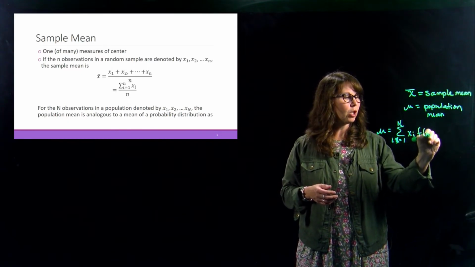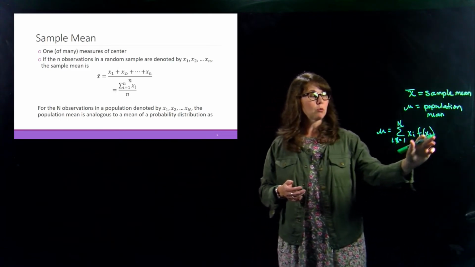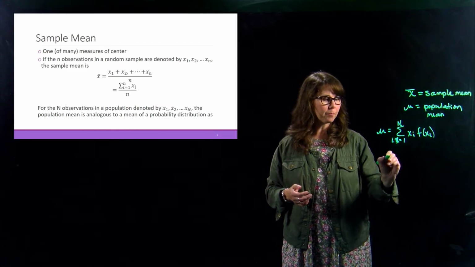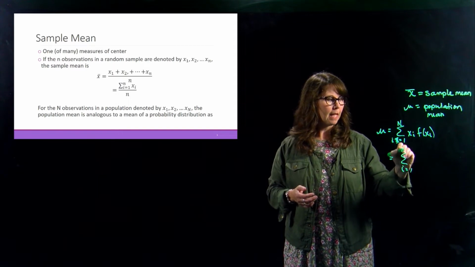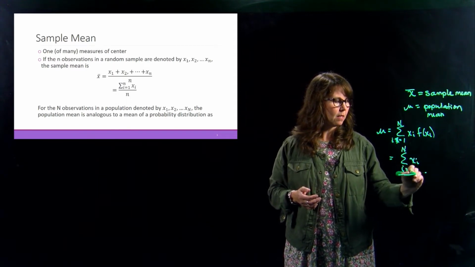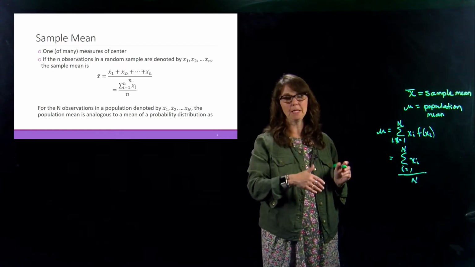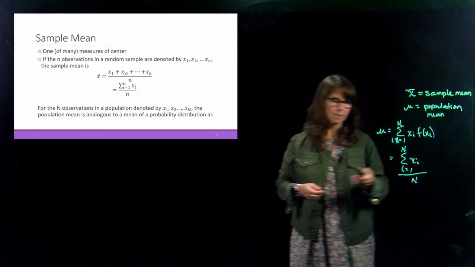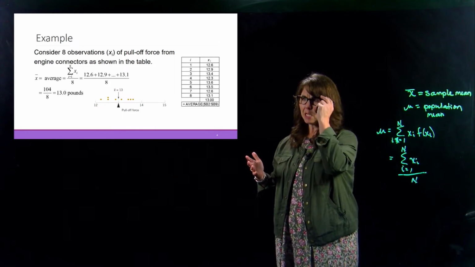Now if we are looking at it in terms of a probabilistic distribution, just remember we have the weight here, which is our f of x sub i, but if everything has an equal weight, then it'll be x sub i divided by capital N. And so that's our sample mean and our population mean. All right, so let's look at an example just to get a quick idea of how to look at this notationally.